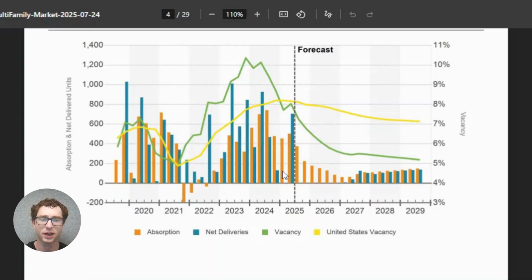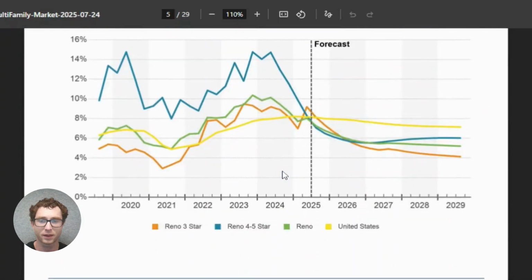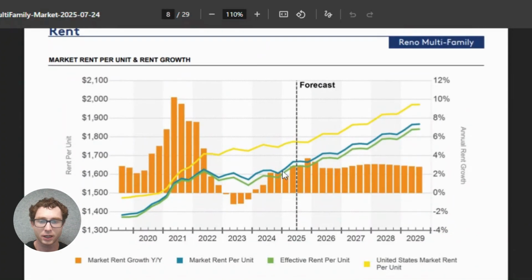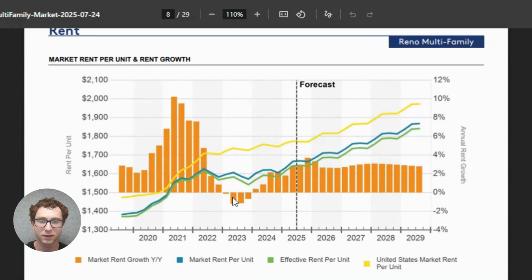We're going to go ahead and look at how the net deliveries and the absorption affect the projected rent growth. And guys, you can see here in 2023, this is the market rent growth year over year, the orange bars. What happened in 2023 to net deliveries? Net deliveries were at a peak. The vacancy was at 10%, and there were a ton of units being delivered to the market, which put downward pressure on the rent growth. People couldn't raise rents. The properties were having to offer concessions.